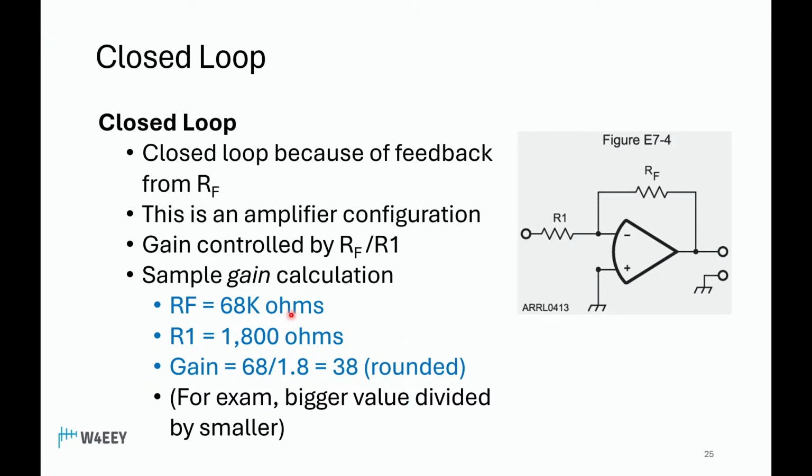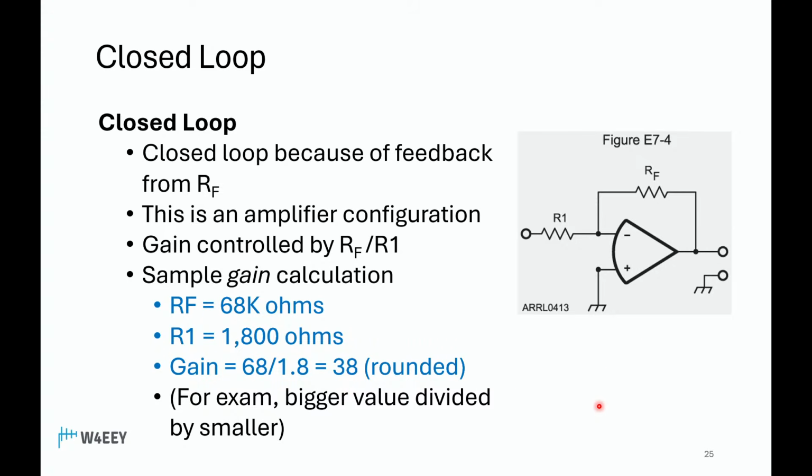So 68K, okay, R1 is 1.8K. So you just divide 68K by 1.8. 68 divided by 1.8, you wind up with 38 rounded. So the gain of this circuit is 38.